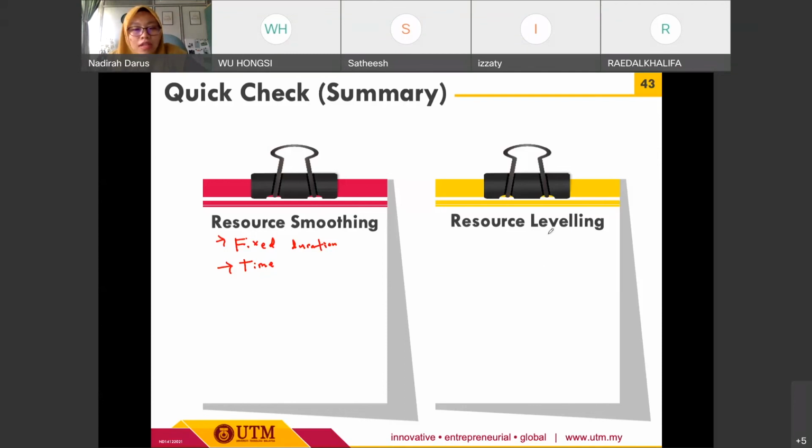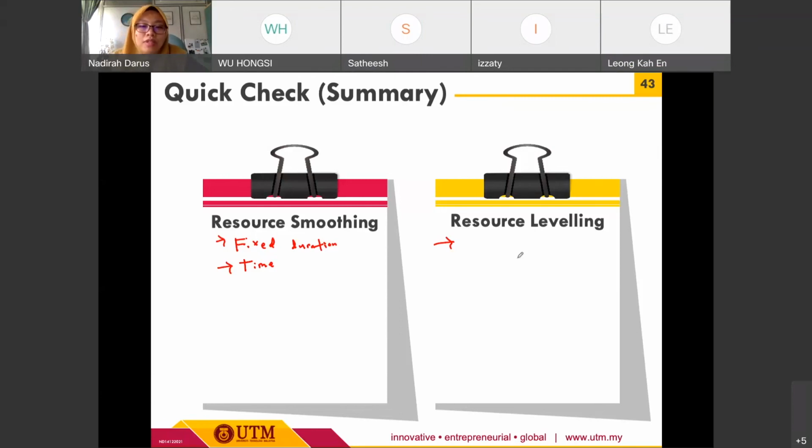So how about resource leveling, which is quite different from resource smoothing? The resources will be limited, but the time will not. Thanks, Leong, for your answer. Just now, Leong mentioned that for resource leveling, we focus on the resource being limited, or resource constraint, instead of the time.